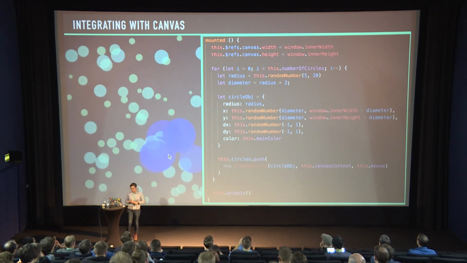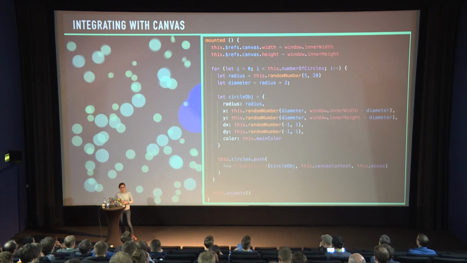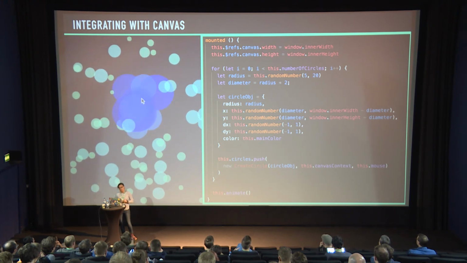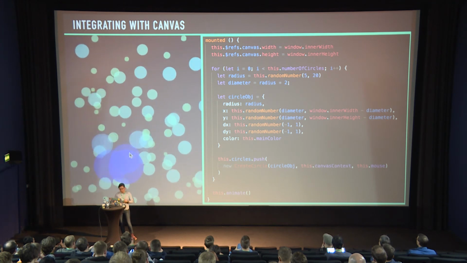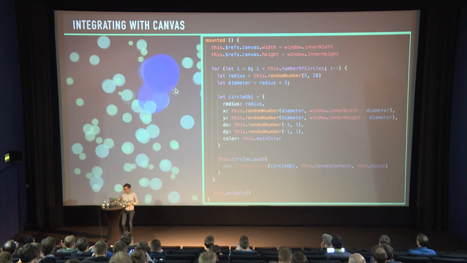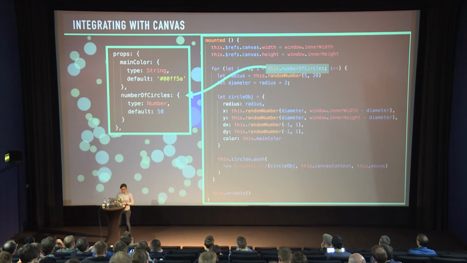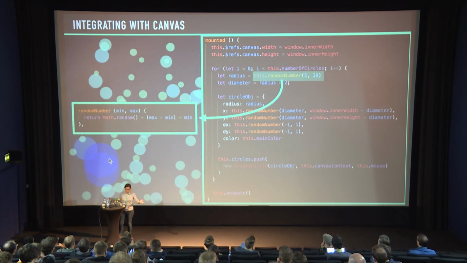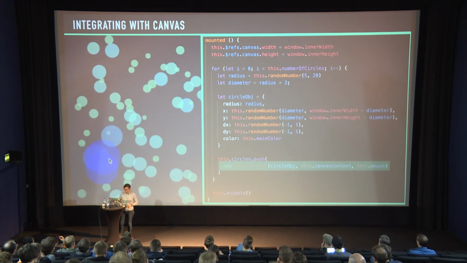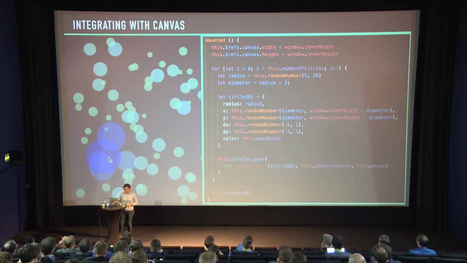And then the color, we are just passing a main color that we receive by props. And then we actually push the circle to the circles array by using this create circle constructor. The number of circles that we receive by props, and then just a random number generator. And this is the actual constructor.